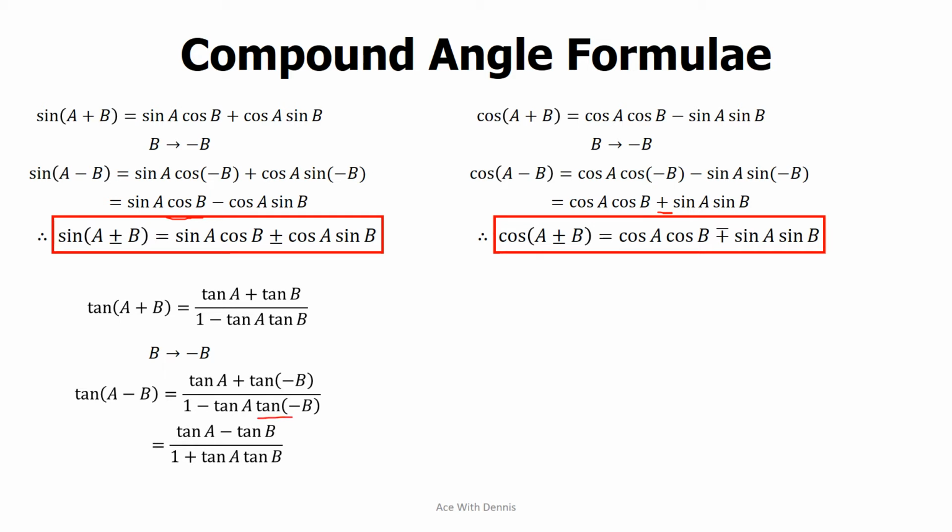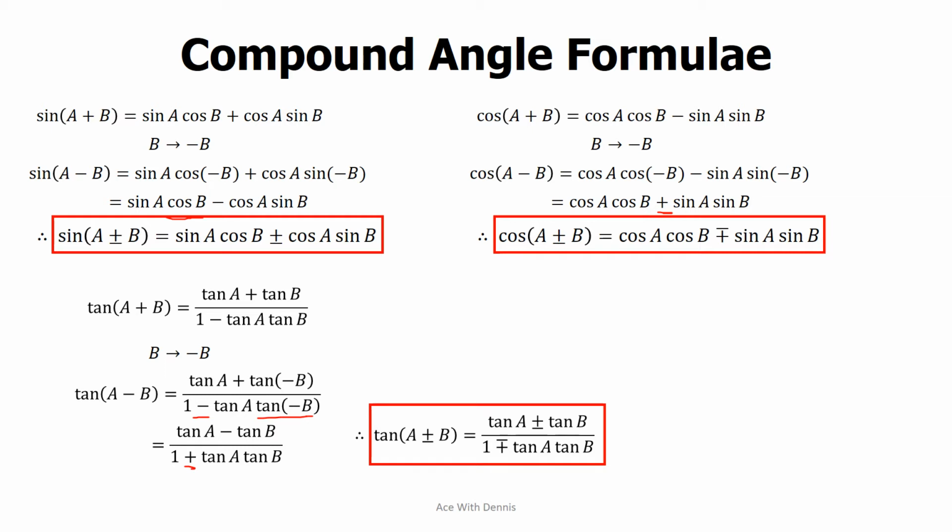So negative angle for tangent will become negative. Therefore, tangent negative B becomes minus tangent B. So over here it is the same: tangent negative B is negative, so negative times negative becomes positive. So 1 plus tangent A tangent B at the bottom. Okay, so we combine the formula. It will be tangent A plus minus B equals tangent A plus minus tangent B over 1 minus plus tangent A tangent B. So this is the third formula that you will see under the compound angle formula.